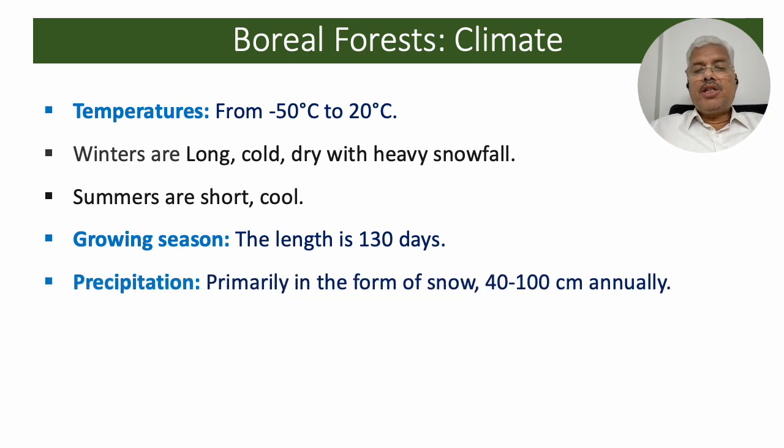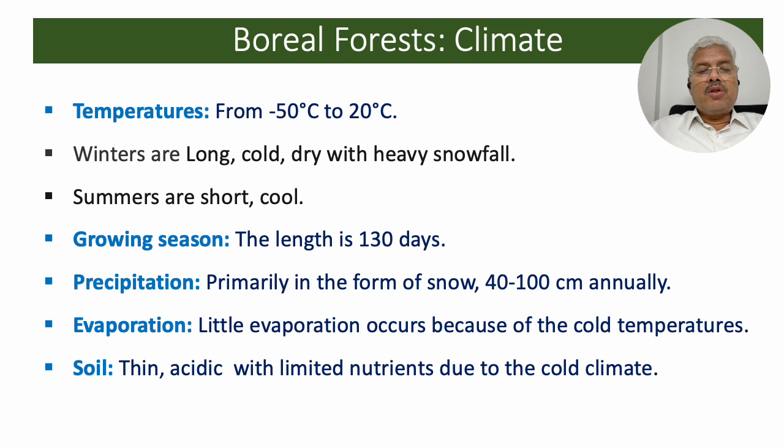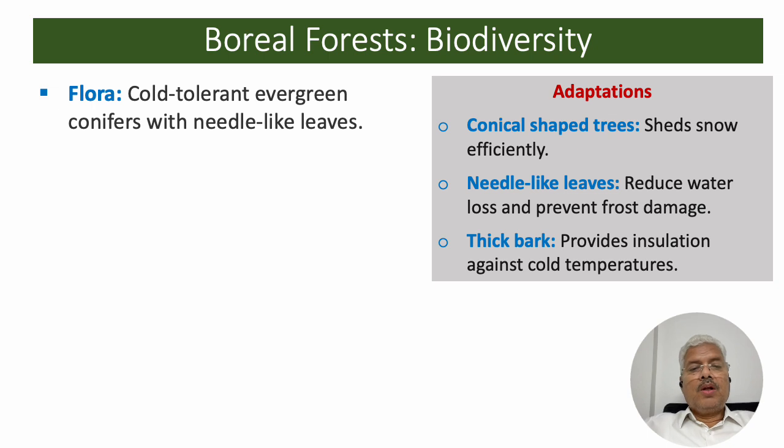The precipitation is primarily in the form of snow, 40 to 100 centimeters annually. Little evaporation occurs because of the cold temperature. The soil is thin and acidic, with limited nutrients due to the cold climate.